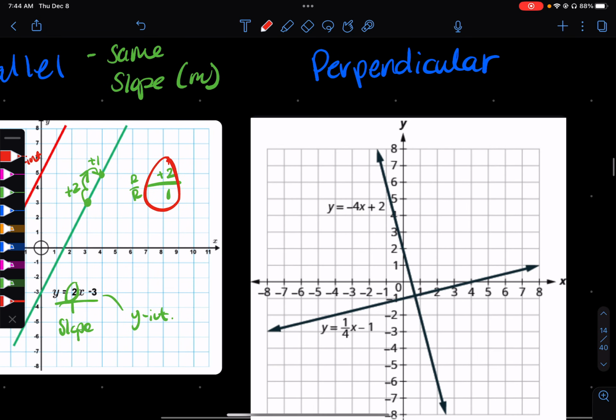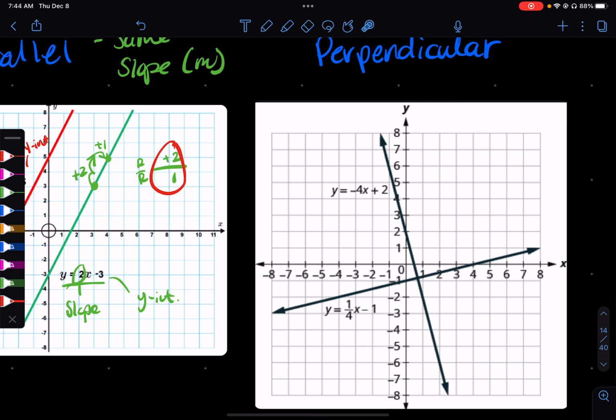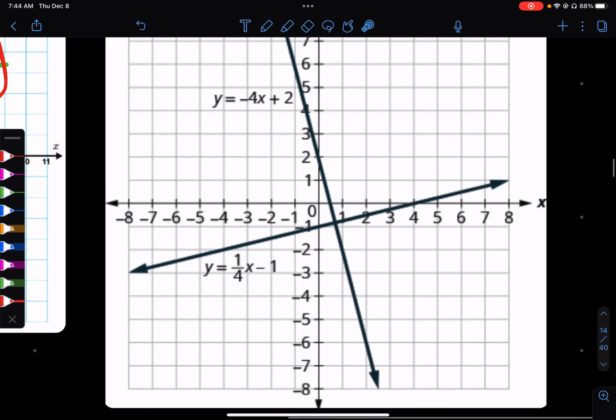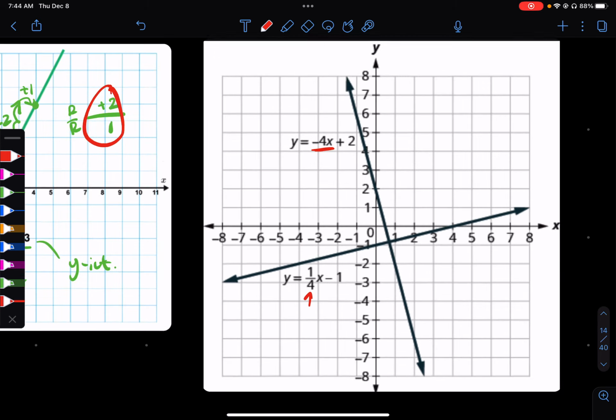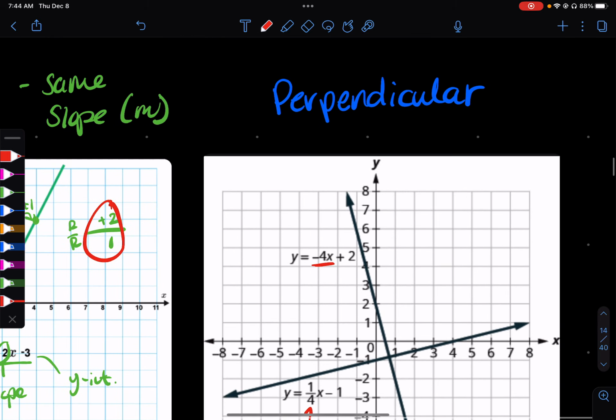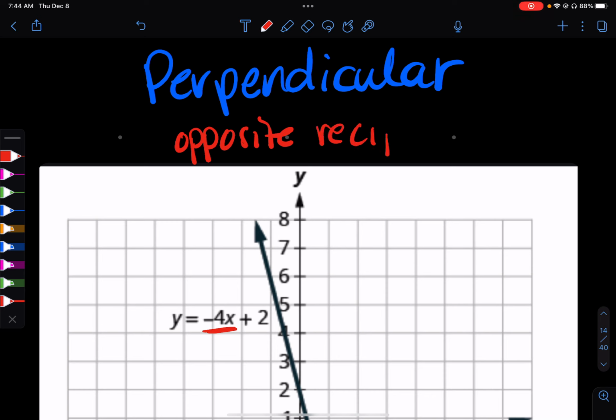All right, cool. Perpendicular. So if you're looking at these lines right here, notice they do cross. So what's important to remember about them is, let's look at their slopes again. If you look at this equation slope here, we have a negative 4x, and slope is just a number, so we have a negative 4. And for this one, we have a 1/4. Now, if you don't remember, perpendicular slopes are always going to be, we call them, opposite reciprocals.